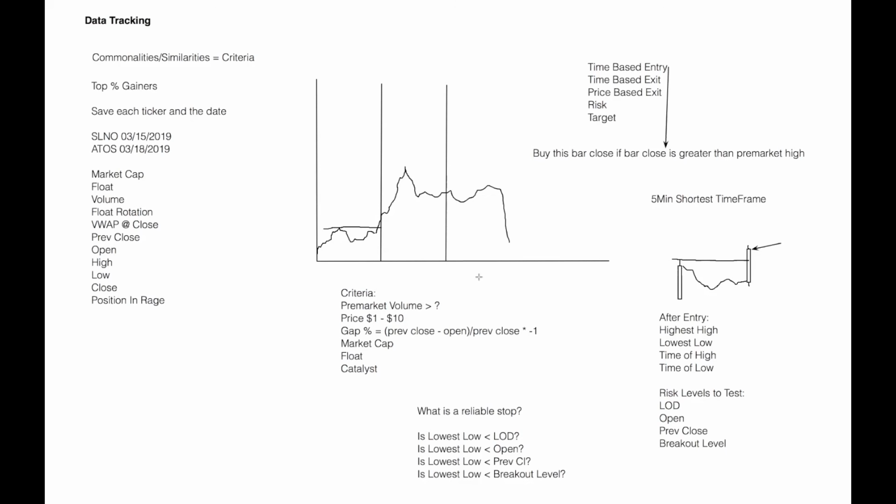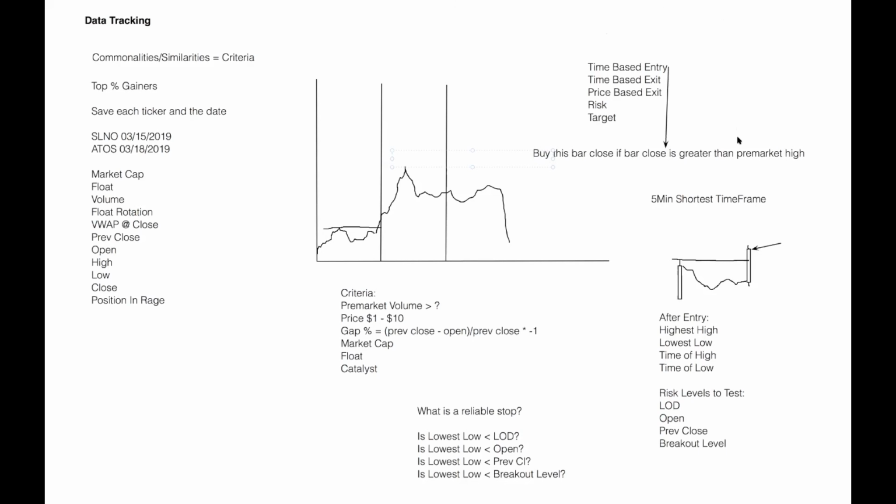Now you have a time-based exit. The time-based exit does not overrule the risk level, and it does not dictate your price-based exit, okay? Now you're going to test and look for a target price. The reason you want to define a target price is that now you discover this.